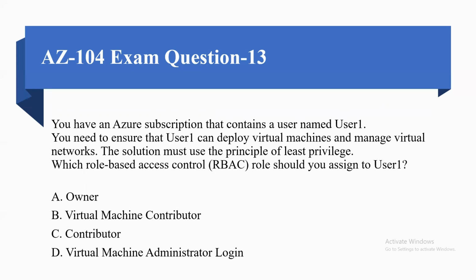Next question. You have an Azure subscription that contains a user named user1. You need to ensure that user1 can deploy virtual machines and manage virtual networks. The solution must use the principle of least privilege. Which role-based access control role should you assign to user1? Option A, owner. Option B, virtual machine contributor. Option C, contributor. Option D, virtual machine administrator login. And the correct option would be option B, virtual machine contributor.